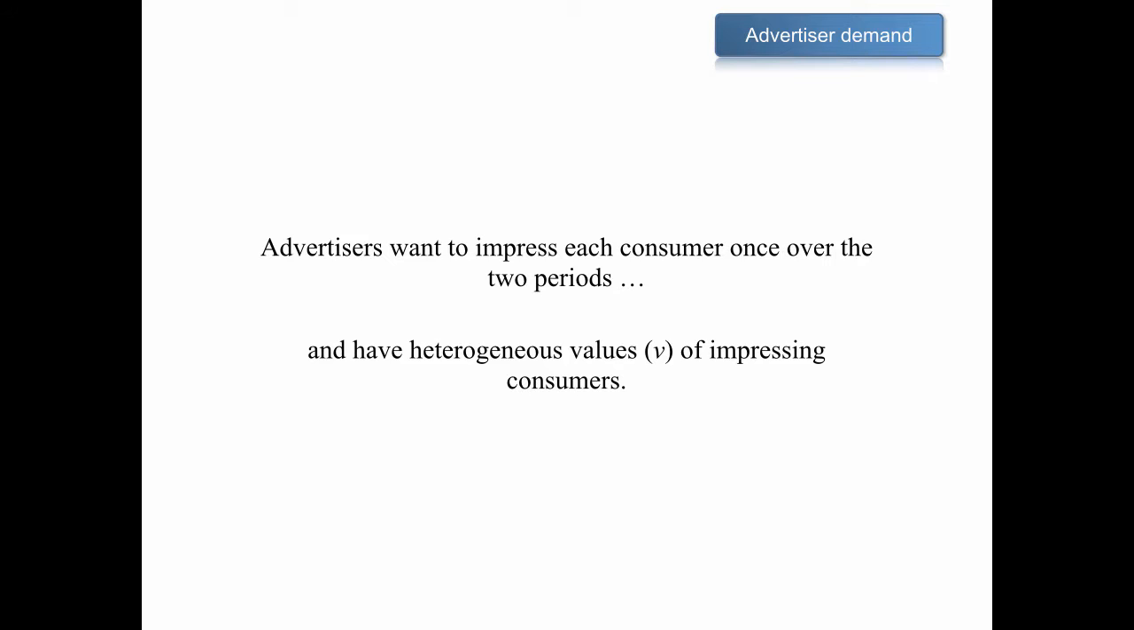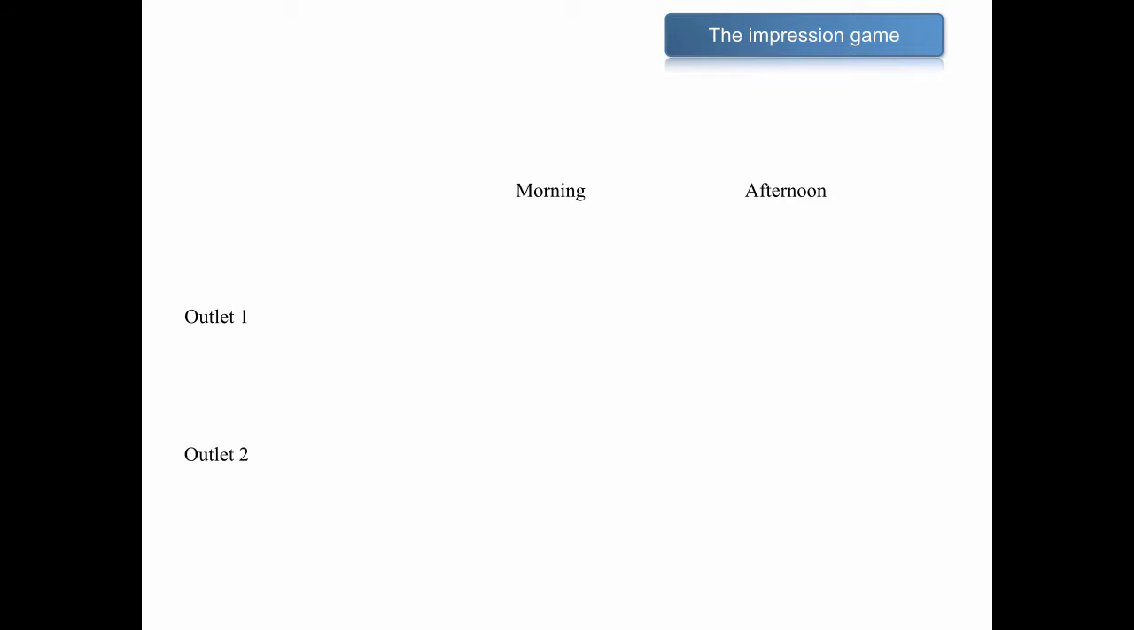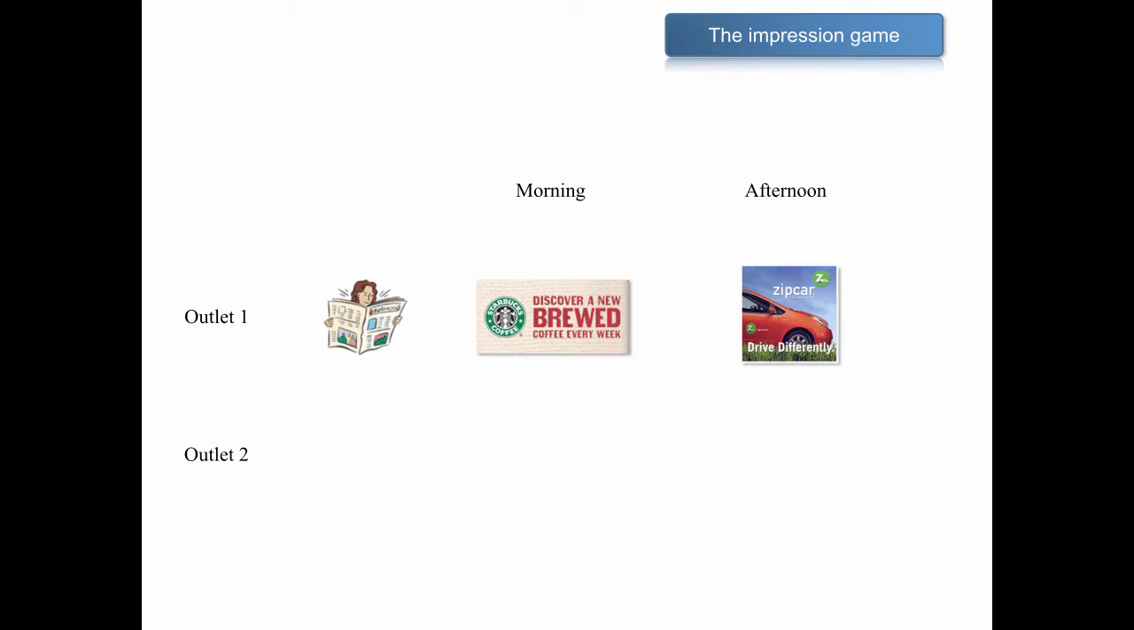What this all forces advertisers into is what I'm going to call the impression game. So imagine that a consumer visits outlet number 1 in the morning and they see an ad for Starbucks. Now, if they stay with that outlet in the afternoon, the outlet kind of knows that, and they can say, oh, well, they've already seen a Starbucks ad. In the afternoon, I'll show them a Zipcar ad. And that's great. So that consumer sees one ad from each advertiser. That looks like an efficient outcome.